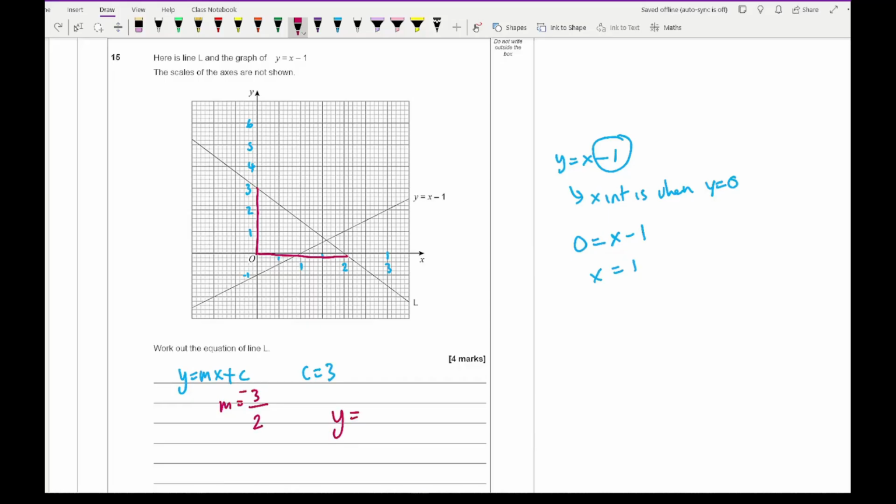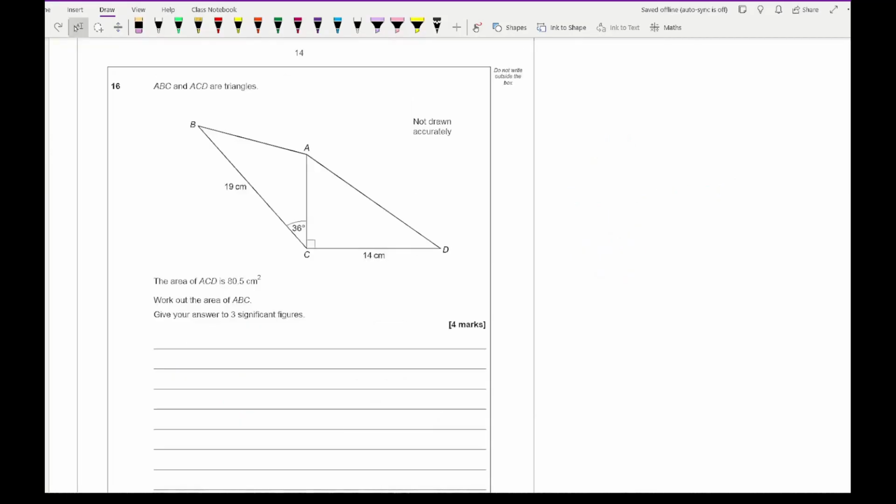So the equation of line L is going to be minus 3 over 2 x plus 3. So for question 16, it says that ABC and ACD are triangles, and it says that the area of ACD is 80.5. Work out the area of ABC. So what we need to do is work out the area of this triangle here, and this triangle here is 80.5.